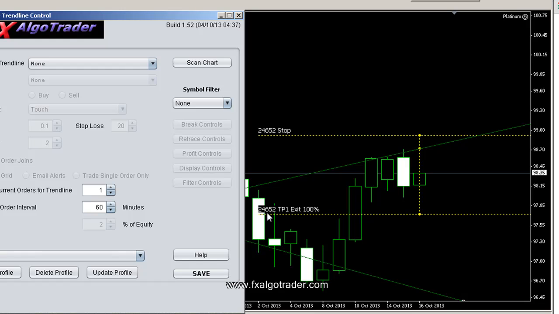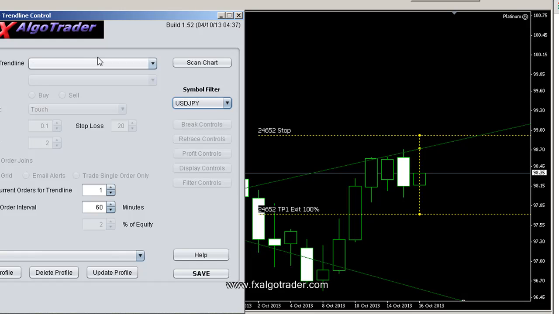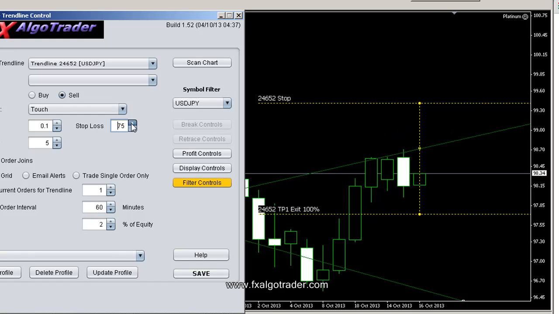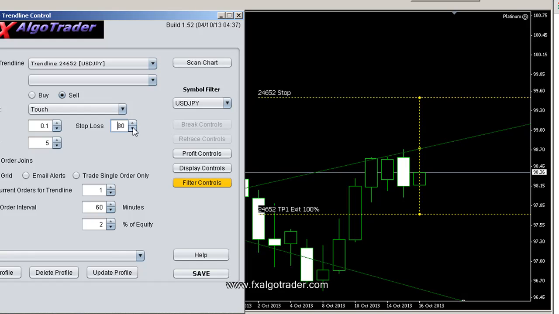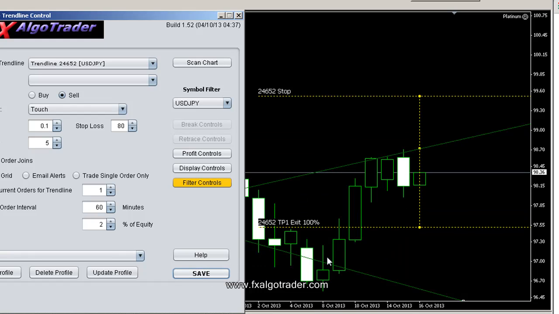So trendline 24652, select it in the interface, screen out dollar yen again, and I'm going to increase my stop to a much bigger figure, such as say 80. I'm just dialing it up now, and by the same token, for good risk reward, let's go for maybe 120 on the take profit. Okay, so our take profit level was moved to 120 pips.